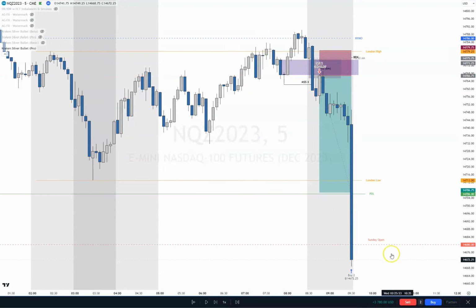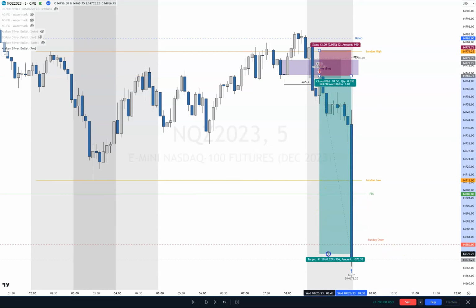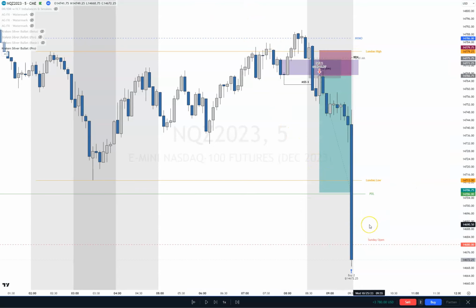So you have to flatten there. That's way more than what we aimed for. It's 94.5 handles. We were aiming for 60. So an extra 30 handles right there, or points. That's always good. This is why it's great to leave a runner, right? So there's my exit. Okay, but let me just show you how the rest of this day played out.